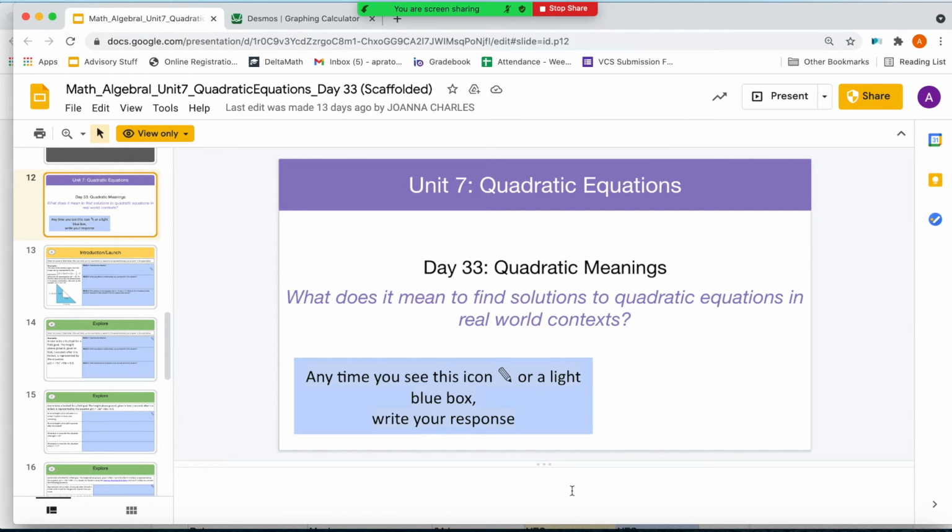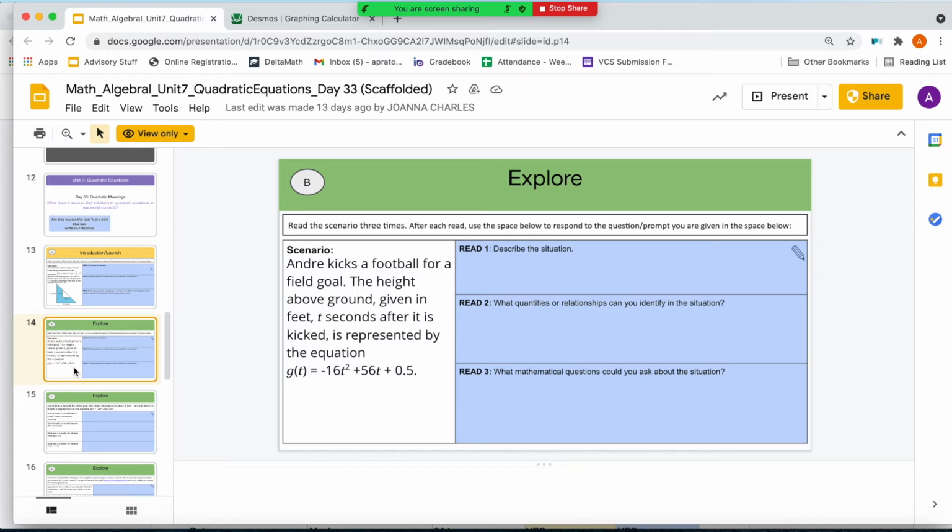In this video, we are going to talk about how to complete the Explore for Unit 7, Day 33, Quadratic Meanings. What does it mean to find solutions to quadratic equations in real-world context? So I'm going to jump to the Explore. The Explore states, read the scenario 3 times. After each read, use the space below to respond to questions and prompts you are given.